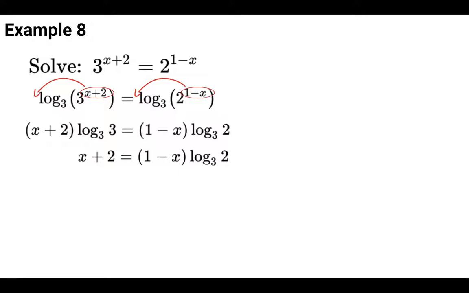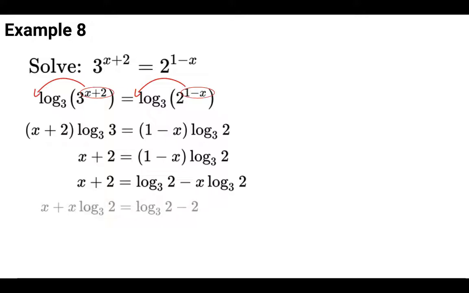All right, now we're pretty much ready to solve for x. I have no x's in any exponents. I just need to do a little bit of algebra here. So what I'll do first is distribute that log base 3 of 2 into that binomial, so that I have x plus 2 equals log base 3 of 2 minus x log base 3 of 2. I want to get the x's all together. That's my goal here. So I'm going to do a little bit of manipulation here as well.